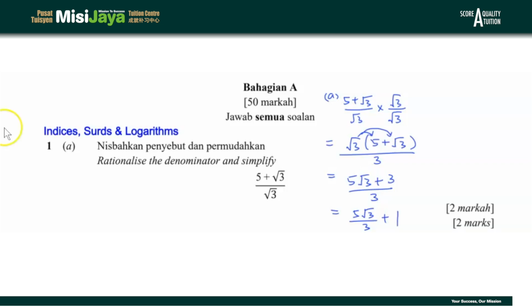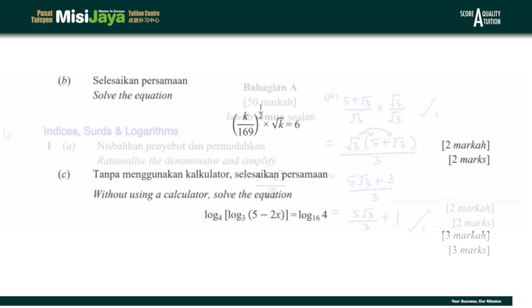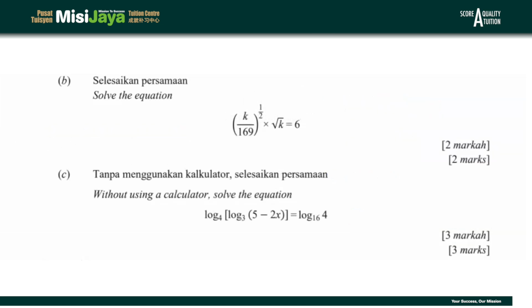And this question is 2 marks. So where do we get the 2 marks? So 1 mark is here, and 1 mark is the final answer. Okay, so 2 marks for this. Let's look at question B. So this is on indices.